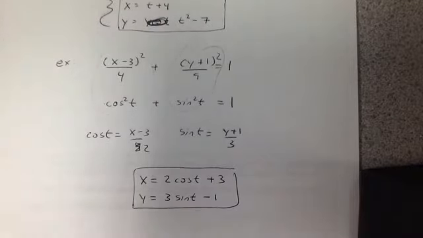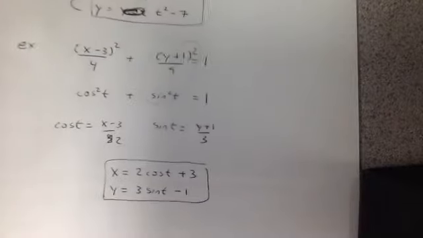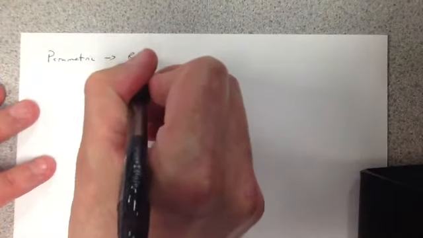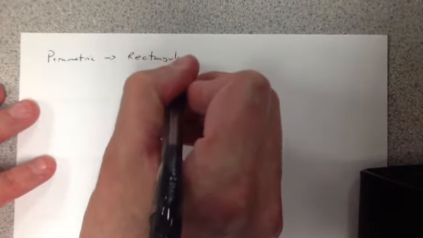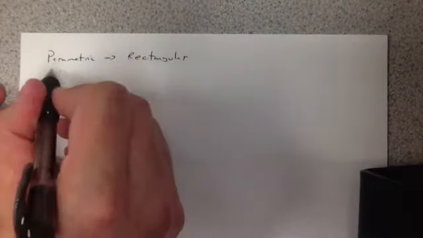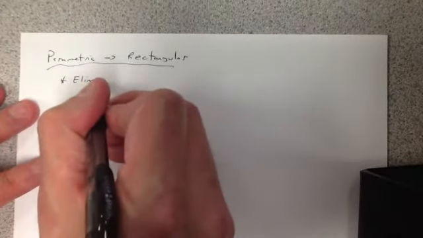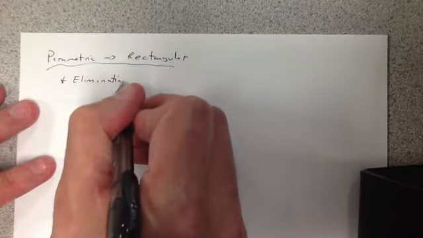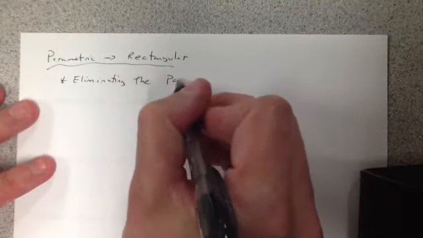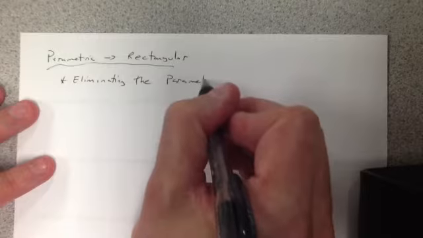More fun, though. What I want to spend more time on today is how we can write from parametric to rectangular. That's what we're going to talk about today. To do this, we use a method called eliminating the parameter. In other words, get rid of t.